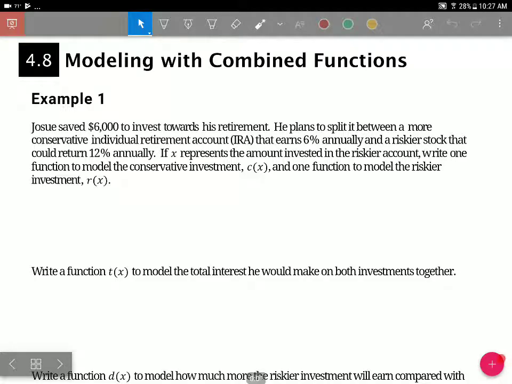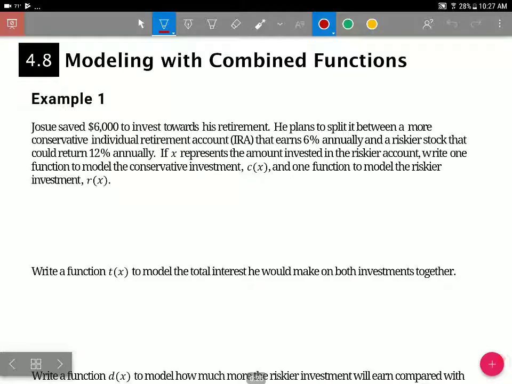All right, so like I said, we're on 4.8, and this is basically modeling combined functions. So basically what you're doing for all of these, on your homework as well, is you are adding, subtracting, multiplying, and dividing functions. You're creating a function based upon the information they give you, and then you're combining them in some form or another, okay?